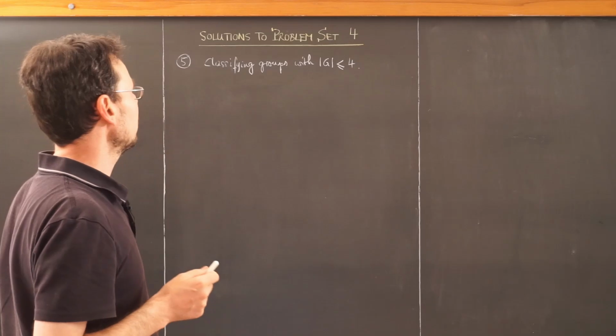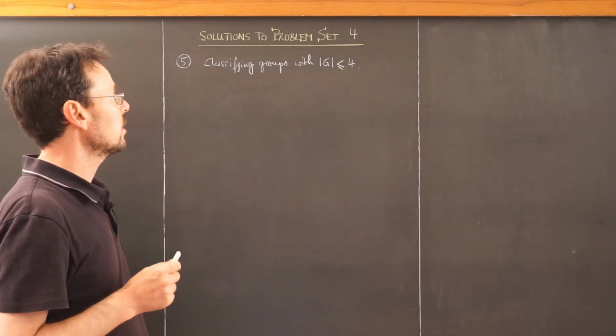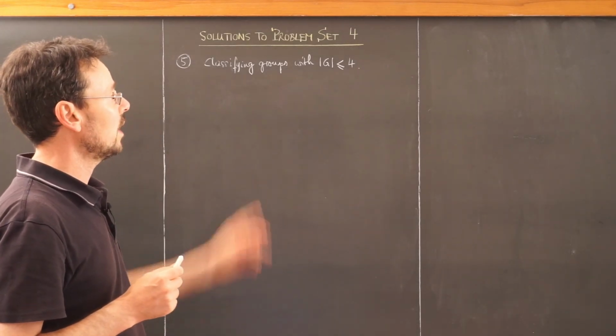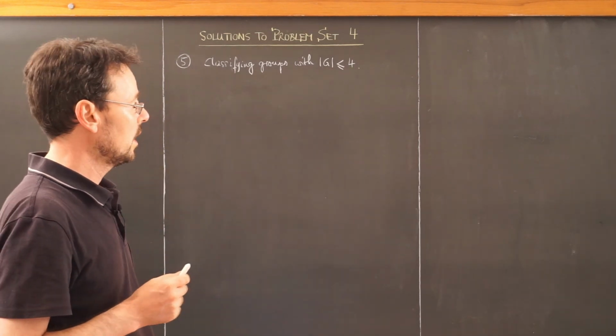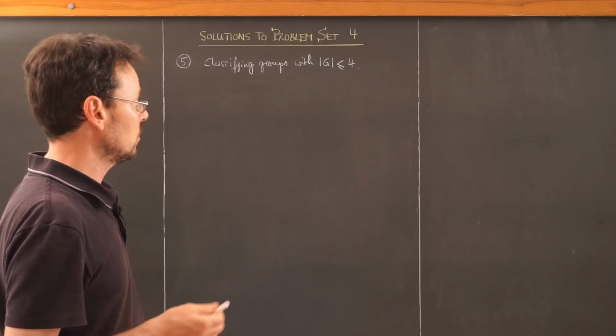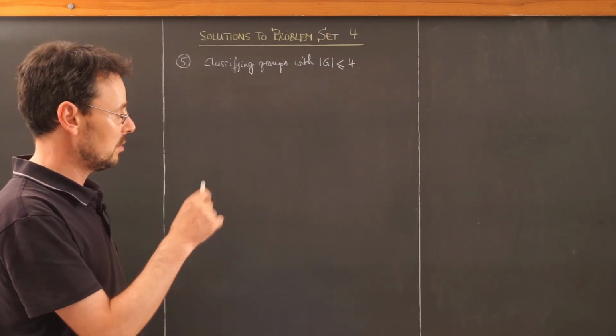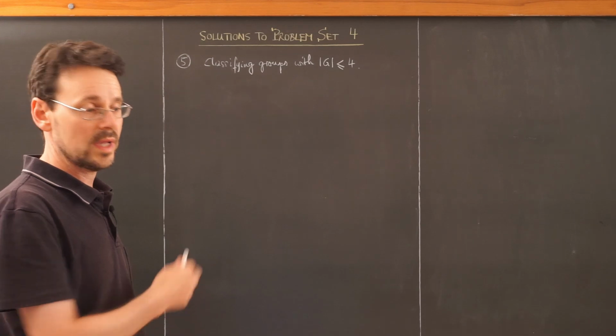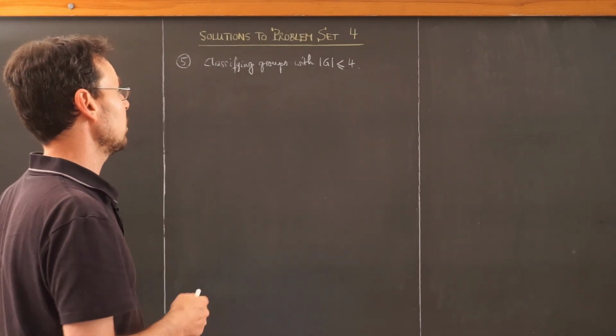All right, exercise number 5. We are classifying groups up to order 4. And since we barely have any theory at all, we have to use a pedestrian approach and simply play group Sudoku and write down the possible group tables.